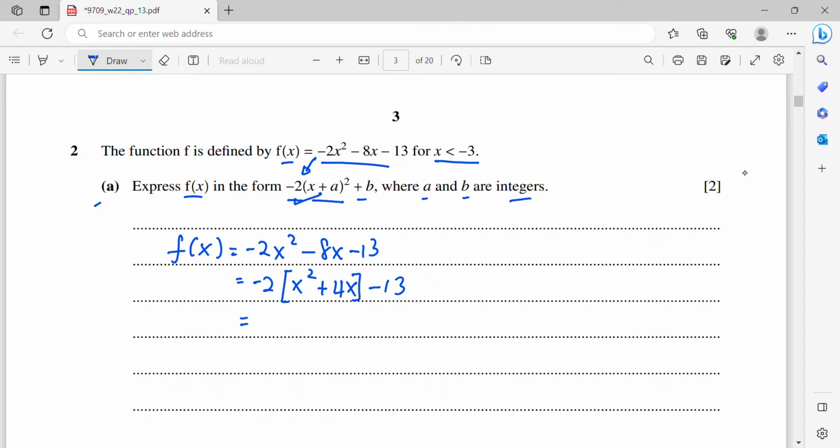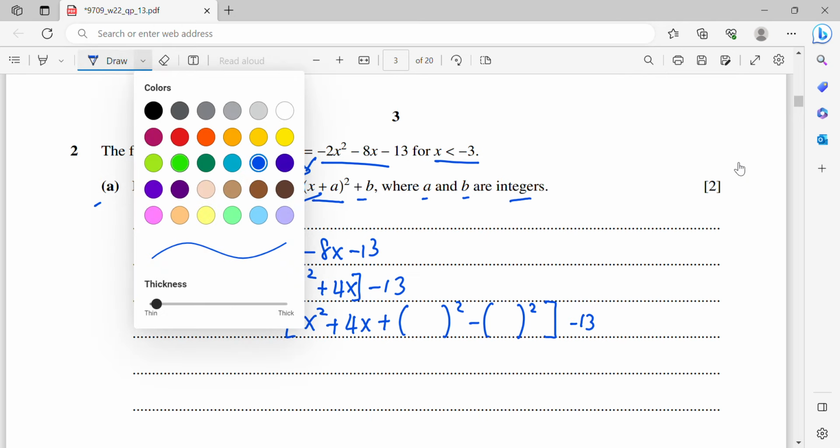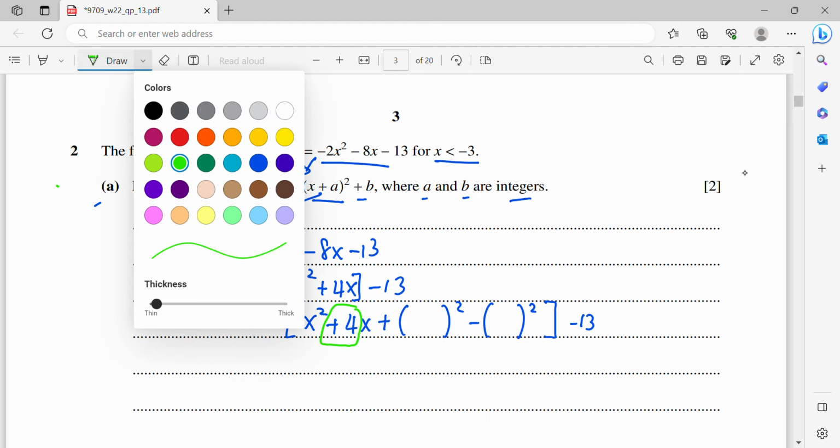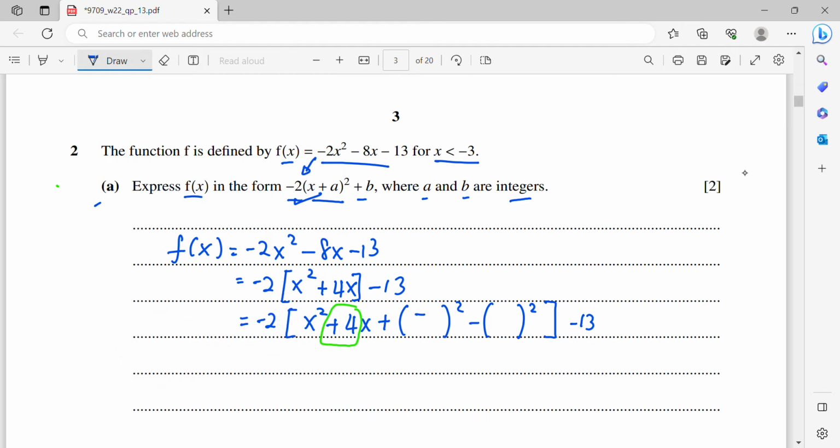So from here, to complete the square, you need to rewrite these two terms. And then we plus bracket squared minus bracket squared and close the bracket, then minus 13. So the term inside the bracket will be half of the coefficient of x. So now the coefficient for x is basically plus 4. So now I will write plus 4 over 2. Okay, it's half. So here is also plus 4 over 2.